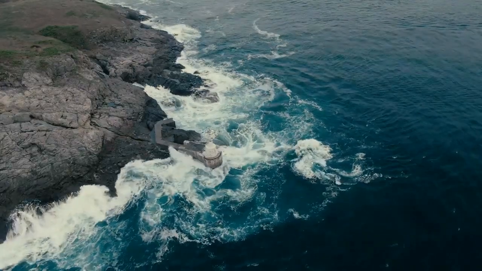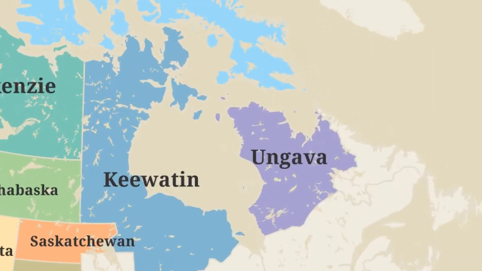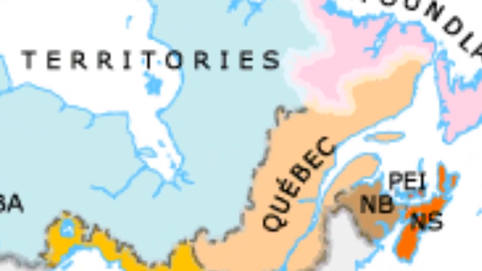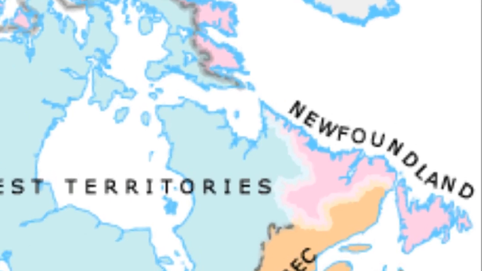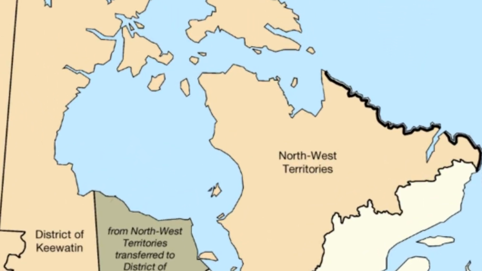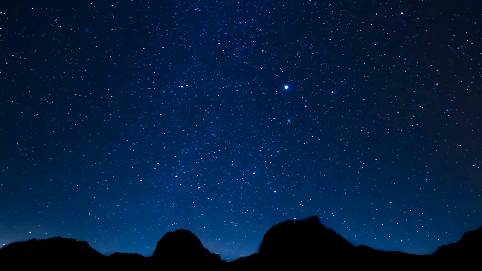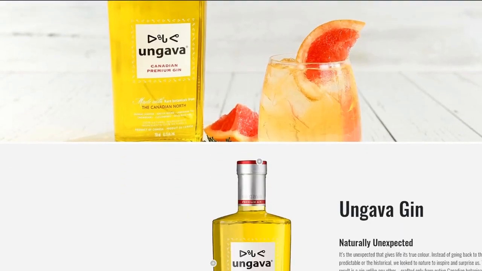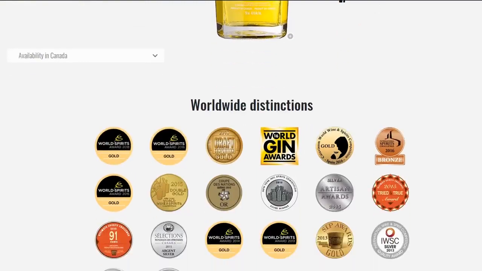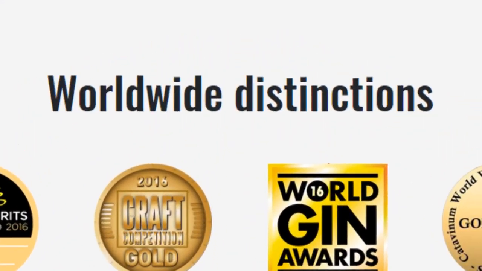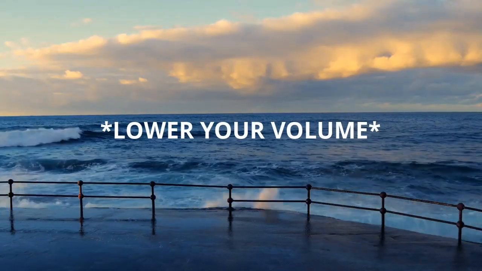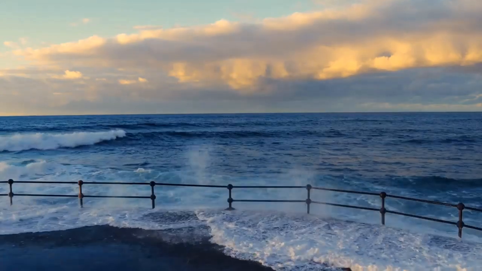But from 1895 to 1920, the district of Ungava, which is now part of Quebec, and Newfoundland and Labrador, was too part of the Northwest Territories, with a bunch of other districts. Fun fact, this is actually where Ungava comes from, and they have a lot of worldwide distinctions. But what do those districts do? And how do they work?